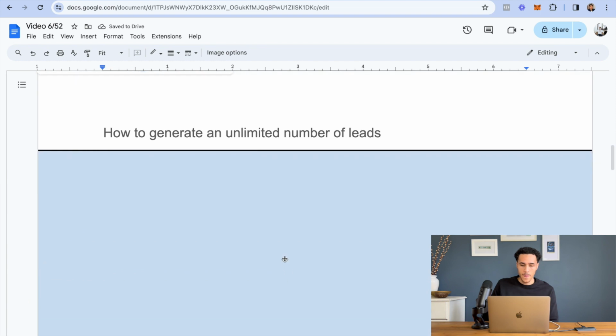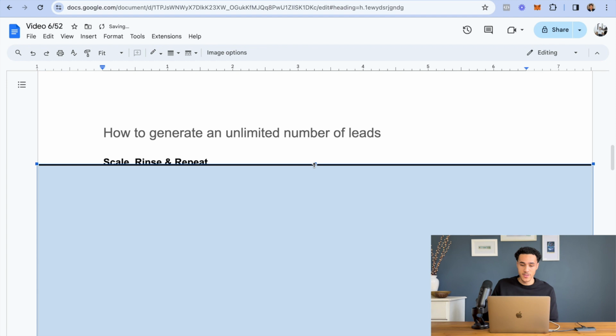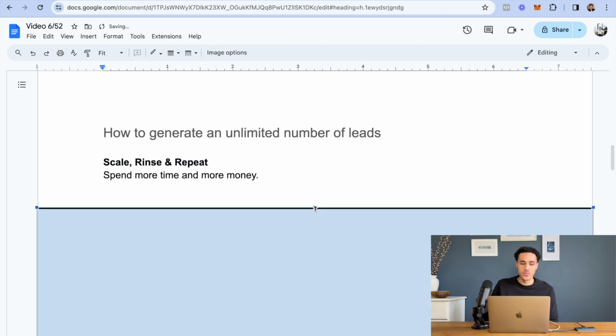Now, I want to touch on just how to generate an unlimited number of leads. It's very simple. To generate an unlimited number of leads, to make these two steps unlimited, you scale, rinse, and repeat. So you spend more time and you spend more money. That is it. You spend more time and you spend more money. So if you do these two steps and you multiply them by time and multiply them by money, then you'll have an unlimited amount of leads.